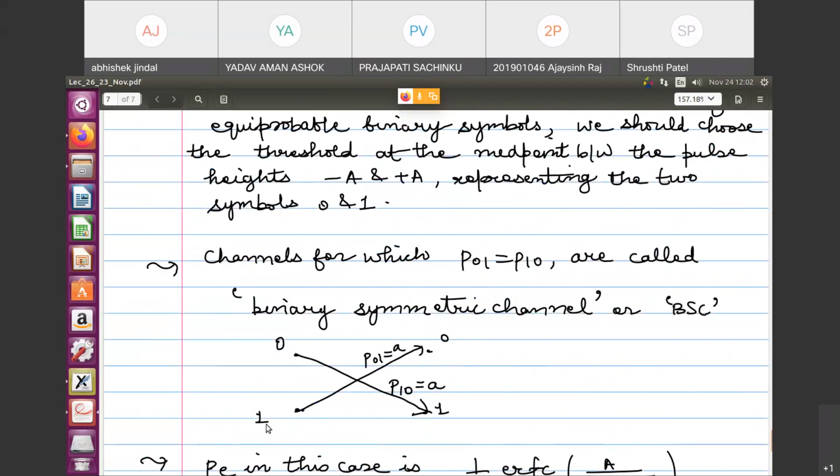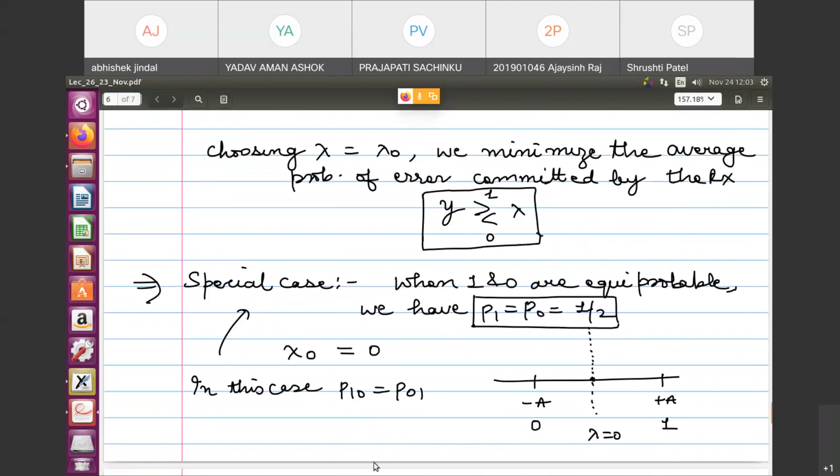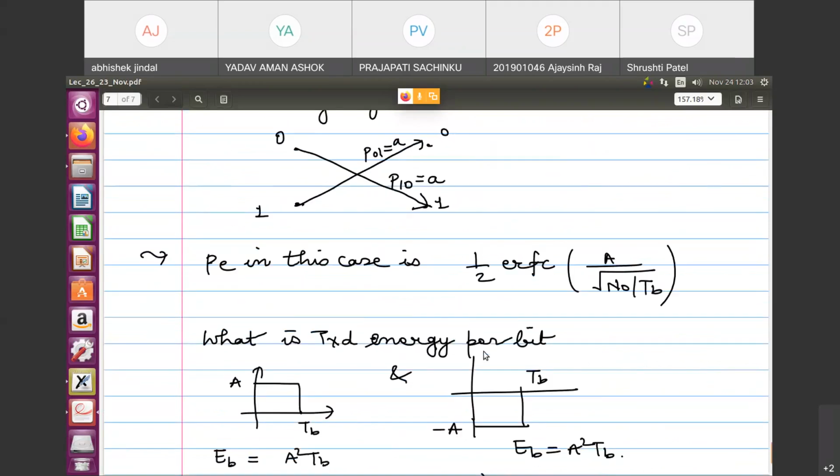This 0 and 1 may not have equal probabilities of appearing. It means that you may have a binary symmetric channel with non-equal priors. Prior simply means the a priori probabilities, which we introduced as P1 and P0. If they are equiprobable, then each is 1 by 2. But for the definition of a binary symmetric channel, we only need P01 and P10. If they are equal, then it is called a BSC.